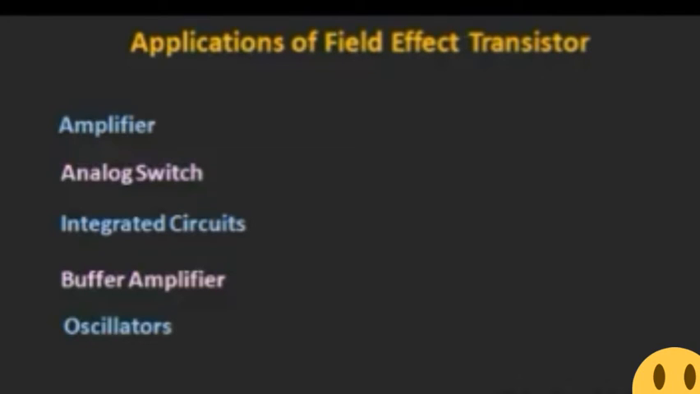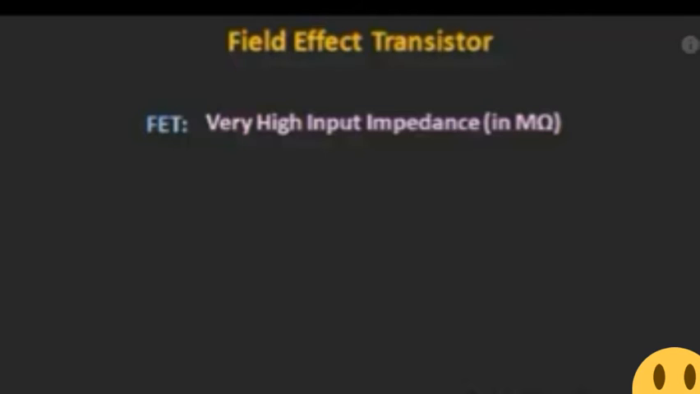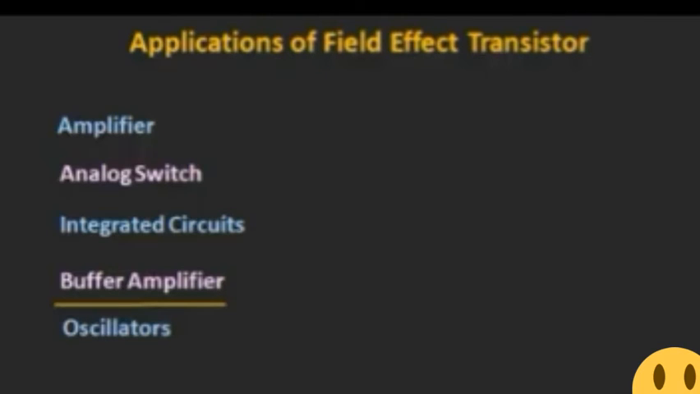Now in terms of application, FETs are used in almost all applications. For example, they are used as amplifiers or oscillators in many applications, and they are also used as analog switches. But the biggest difference between the field effect transistor and the BJT is that the input impedance of the field effect transistor is very high, and due to this they are used as buffer amplifiers in many applications.